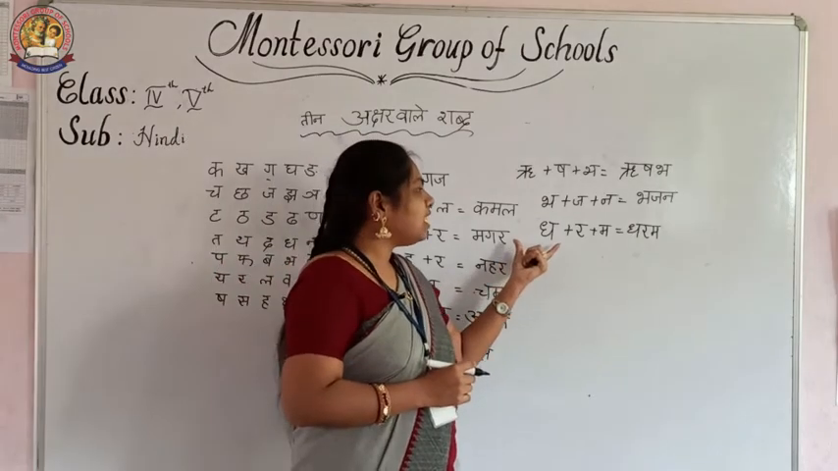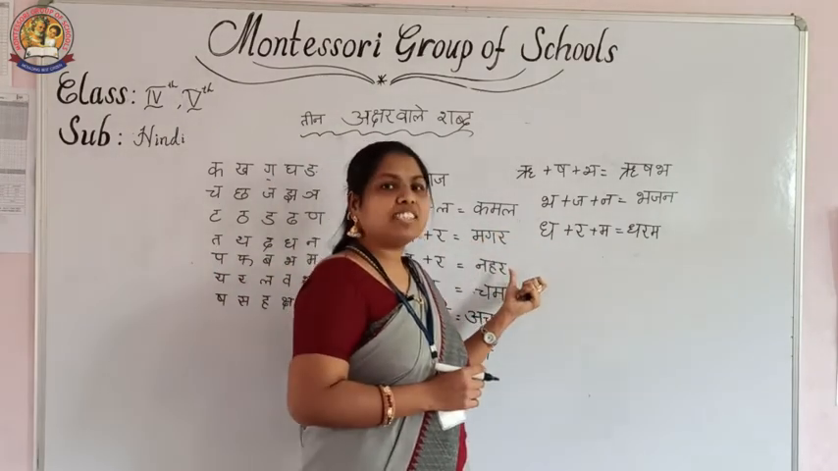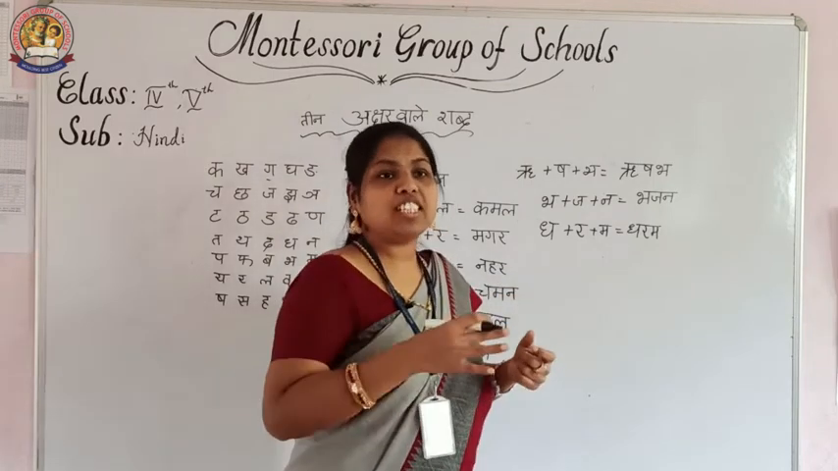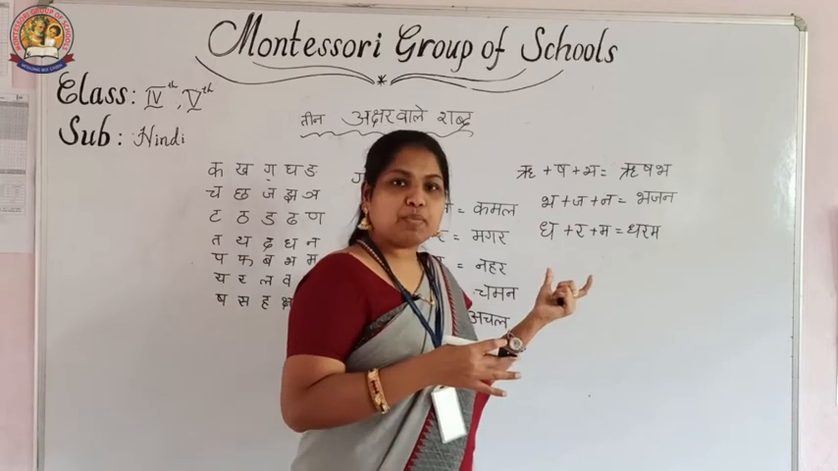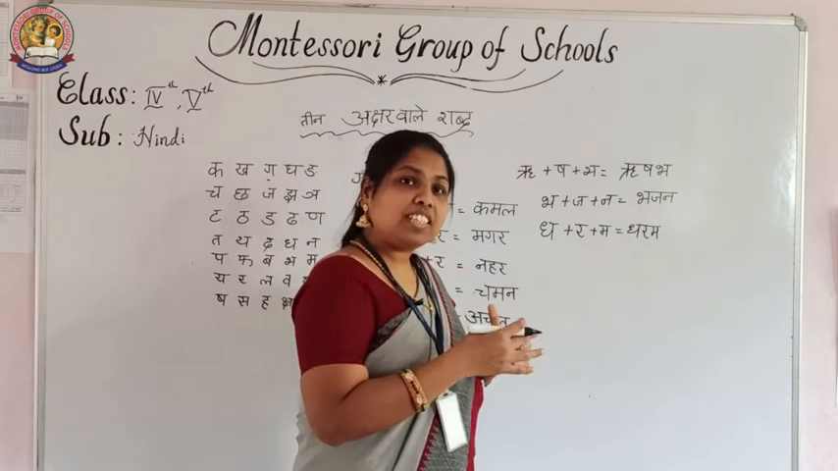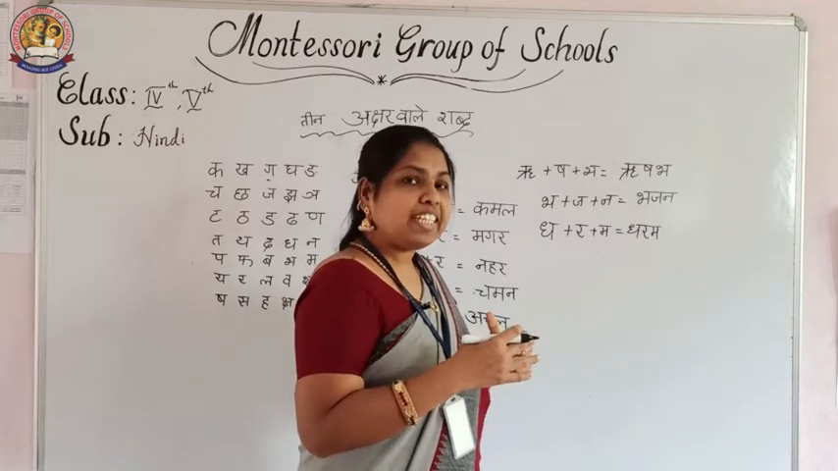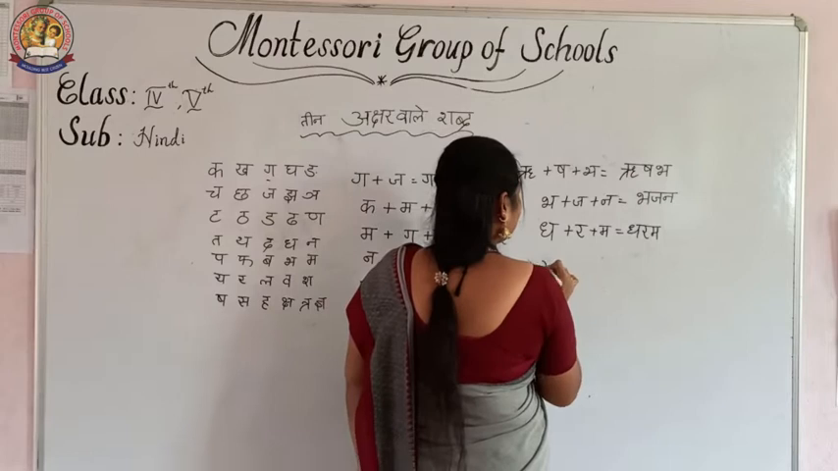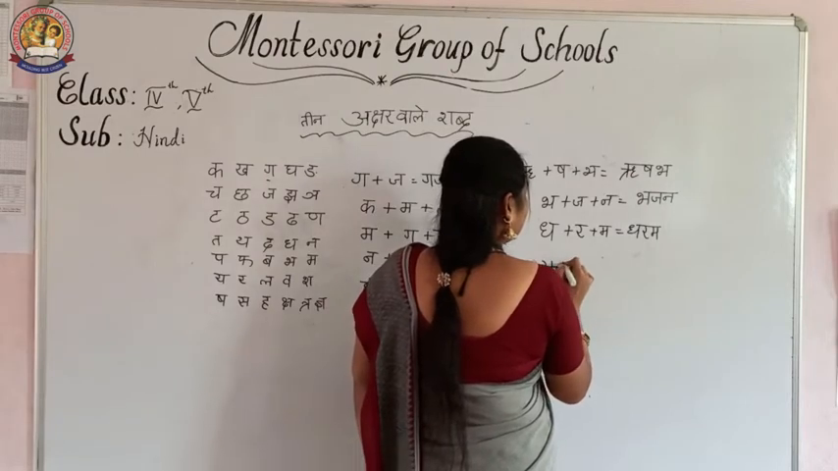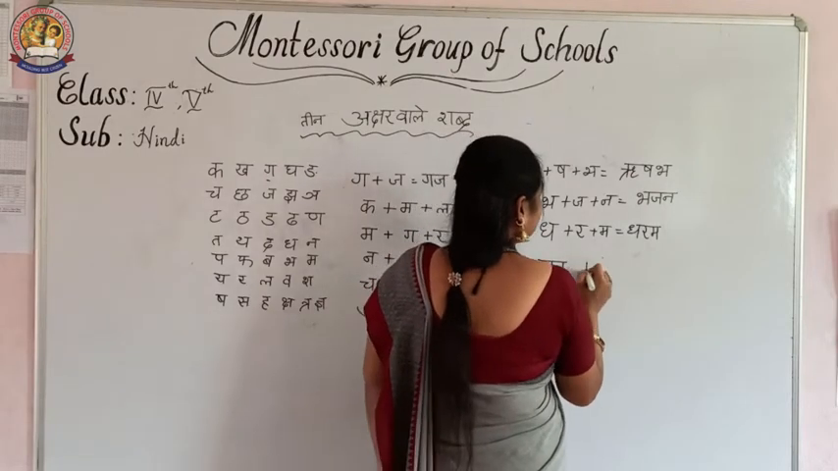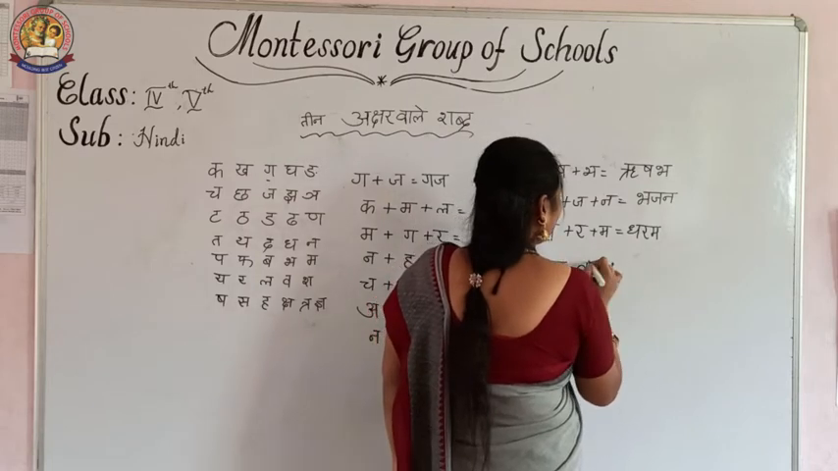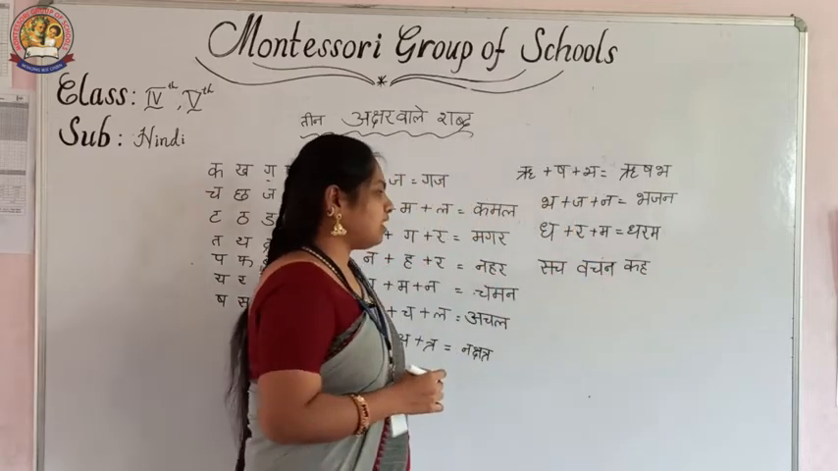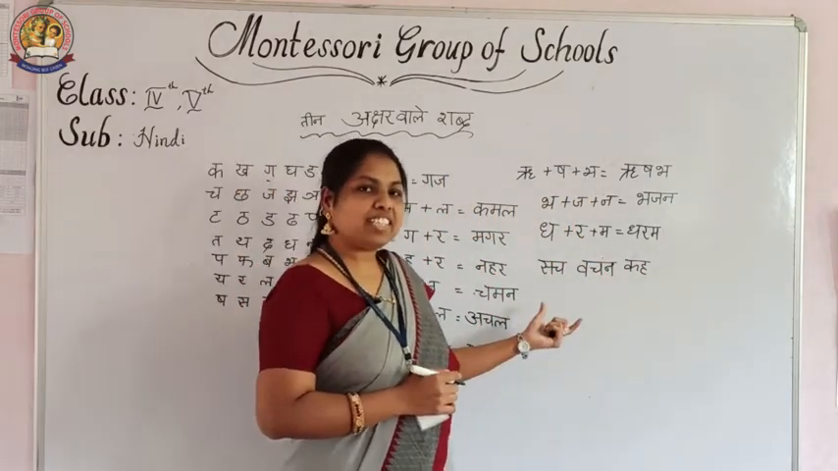Understand, children? These are the easy and hard words. How to form a word, I explained. Now how to read the word and what is the pronunciation, how we have to learn the 3-letter word, how to identify, I am going to explain that now. Now see, one sentence is given. How to identify this sentence?